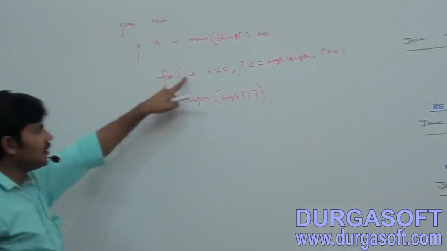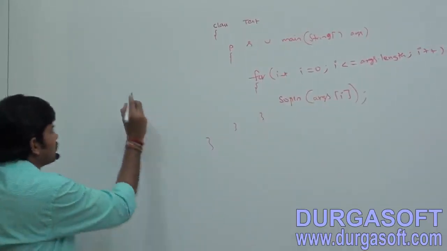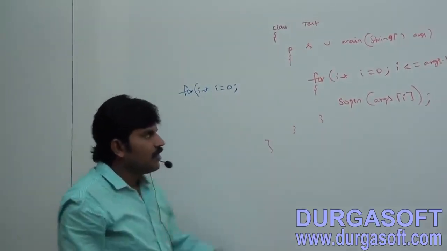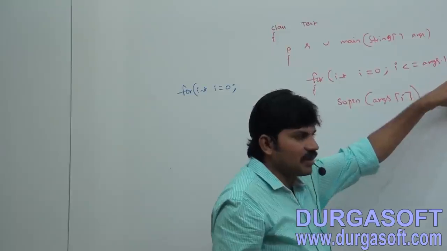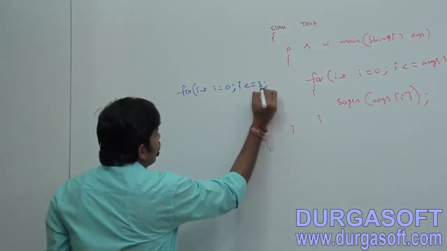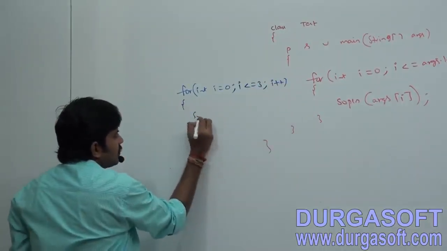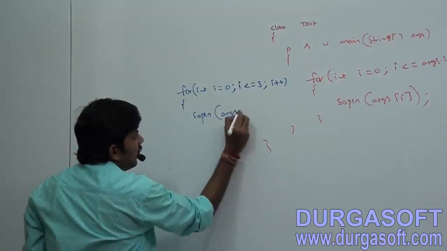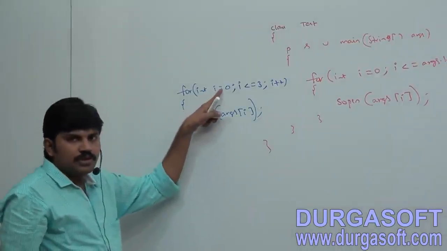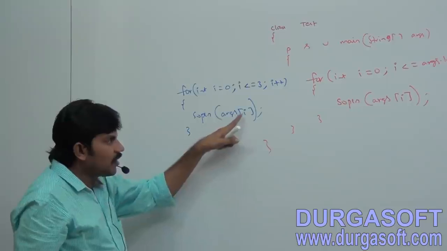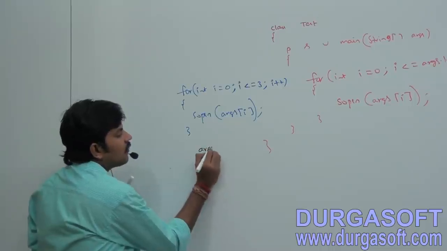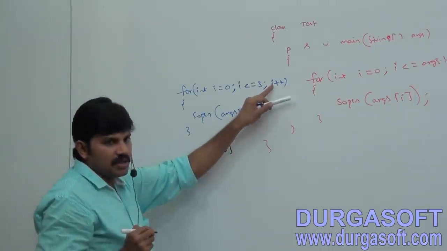Here, for int i = 0, let me consider the first case only. For int i = 0, i less than or equal to args.length. How many command line arguments are we passing? 3. That's why i is less than or equal to 3, i++, System.out.println(args[i]). i is 0, 0 is less than or equal to 3, so first I have to print args of 0. Next, i is incremented to 1.